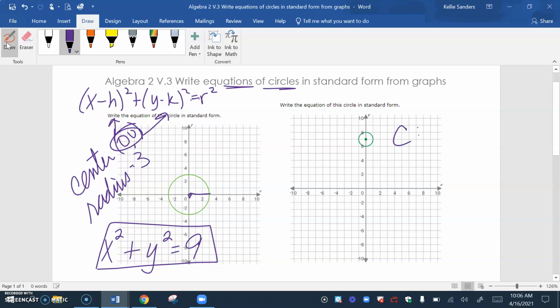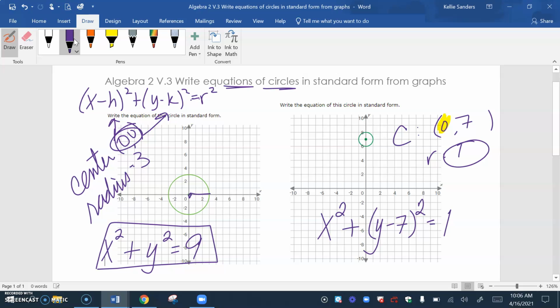On this one, the center is at (0, 7). The radius is 1. So because the x of the center is 0, we're not going to use parentheses for it, but the y is at 7. So remember, we're going to make it opposite, and then square it, and then we're going to square the radius, but 1 squared is 1.